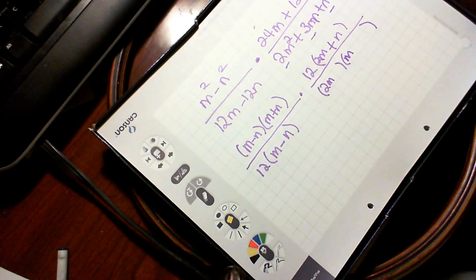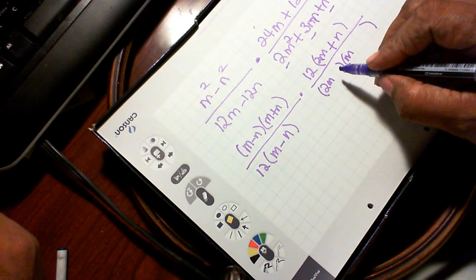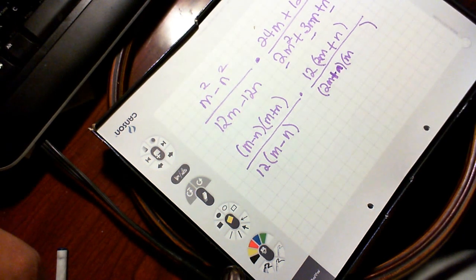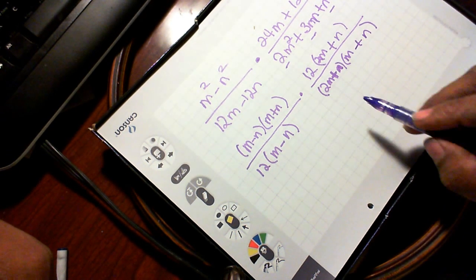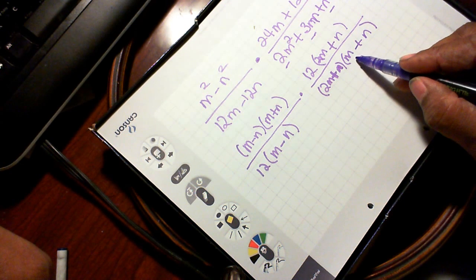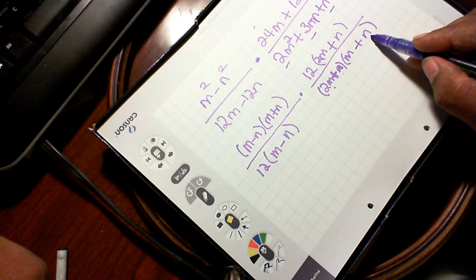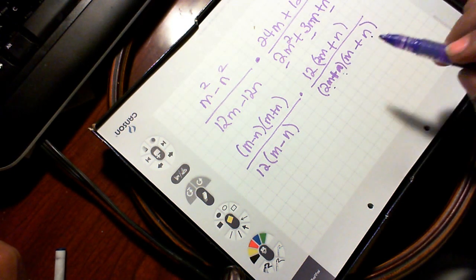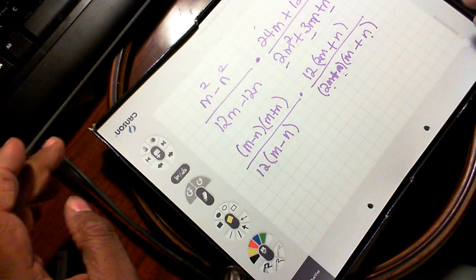Okay, m. Usually it's trial and error, but we can do this very quickly because it's a simple form, plus n. Okay, plus n. Let's double check here. 2m times m is 2m squared. 2m times n, 2mn plus mn is 3mn. n times n is n squared.